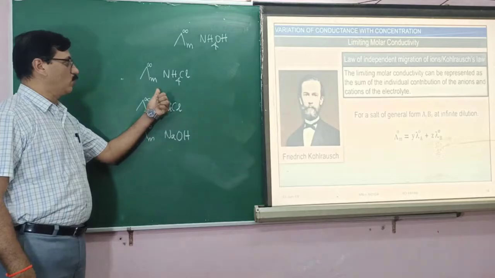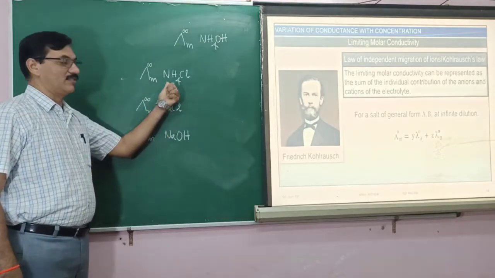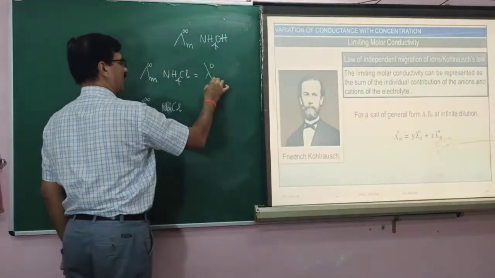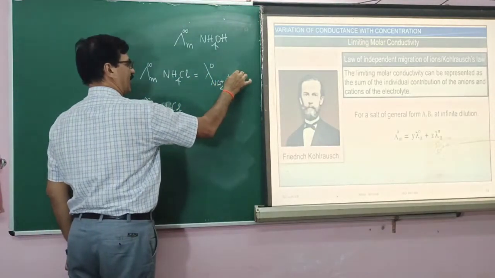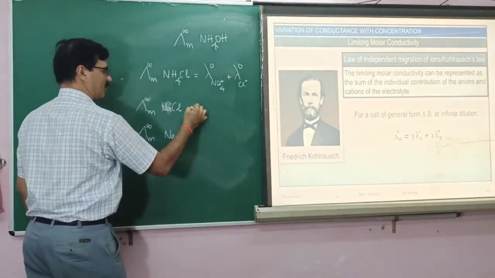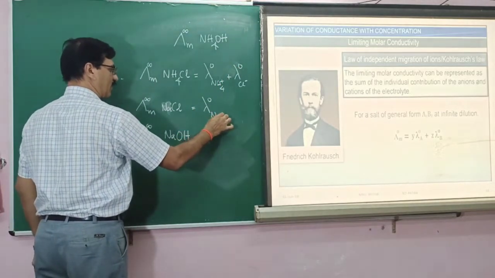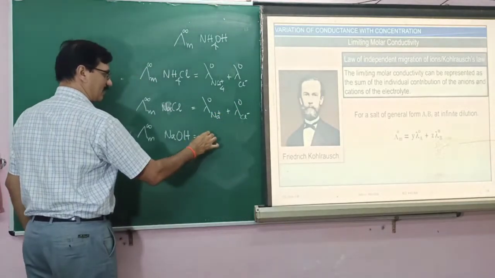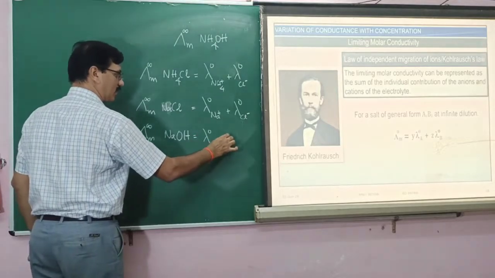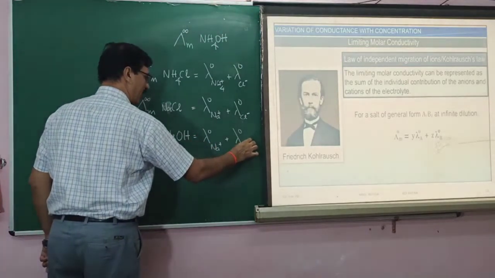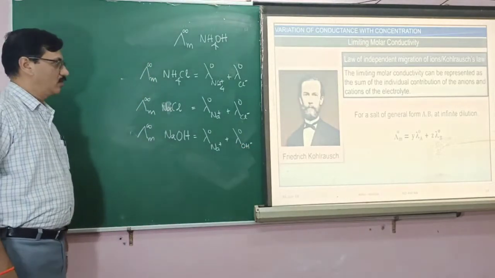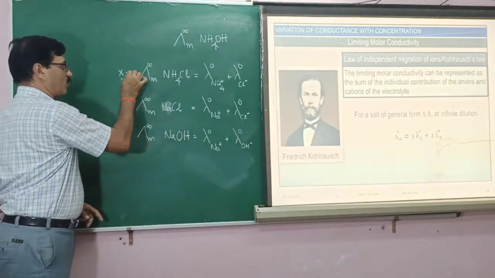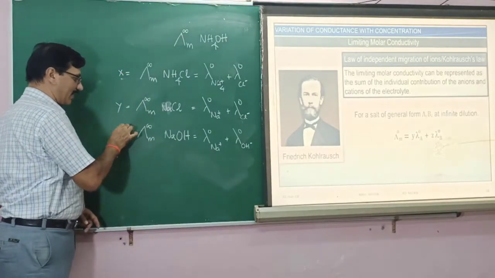Suppose we have the values of these three strong electrolytes. So these can be written as ionic conductivity of ammonium ion plus ionic conductivity of chloride ion, ionic conductivity of sodium ion plus ionic conductivity of Cl minus ion, and ionic conductivity of sodium ion plus ionic conductivity of OH minus ion. Now these have particular values which can be determined. Suppose this is equal to x, this value is y, and this value is z, some numerical values.